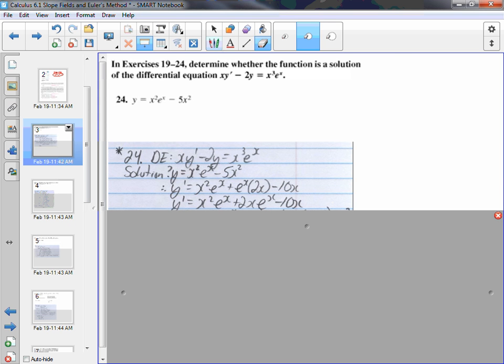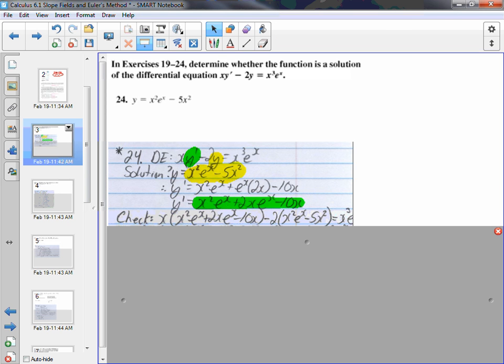So here's what's going to happen next. There's the original y. We're going to replace it with that. There's the original y prime. We're going to replace it with that. Then see if we get a true statement. So let's rewrite our differential equation. So here's our check to see whether or not it's a solution.